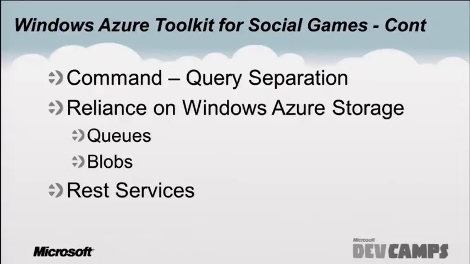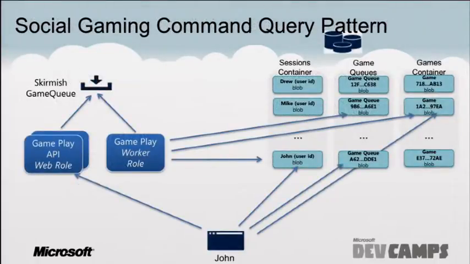Another key thing which this toolkit and the samples within it provide is a nice command query separation pattern in terms of their implementations. It utilizes queues and blobs and REST services. So what does the default pattern look like in this case? Well, you've got a user, and we've got our separation of commands here. So we've got a user, John, and he will write up through the web role, proxying that request to a queue, like we've seen on the device. He will write his move. And then we've got a worker role, which will sit there and pull that move off the queue and process it to determine what the outcome is. That outcome is then written into blob storage, whereby John or other players can then go and see the state of the game.